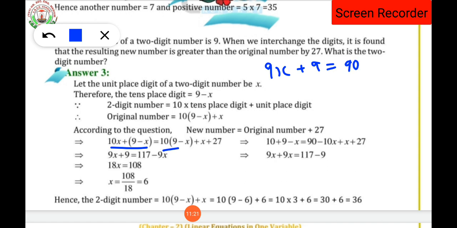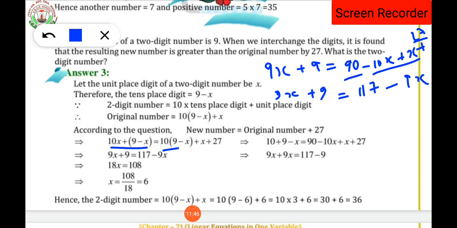Then 10 minus 10x plus x plus 27. So 90 plus 27. Here this side 9x plus 9 will remain the same. Then 90 plus 27 will become 117. Then 10x minus 10x plus x will become minus 9x.